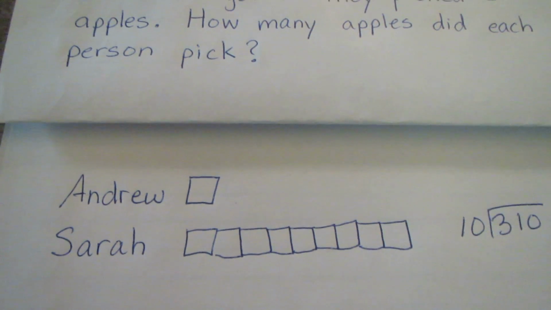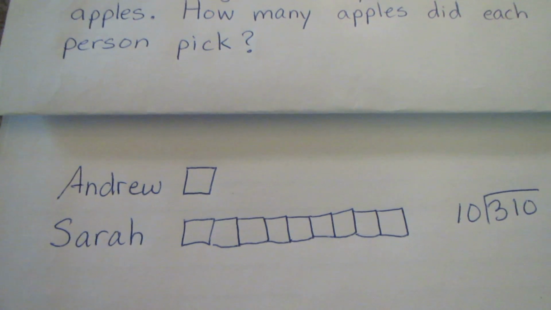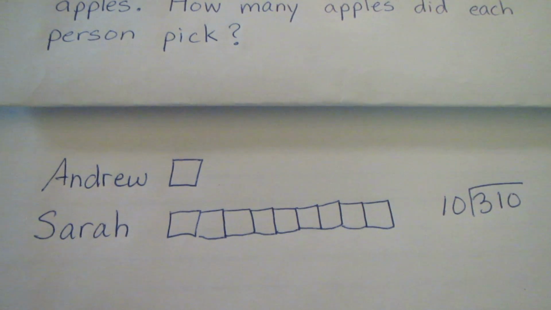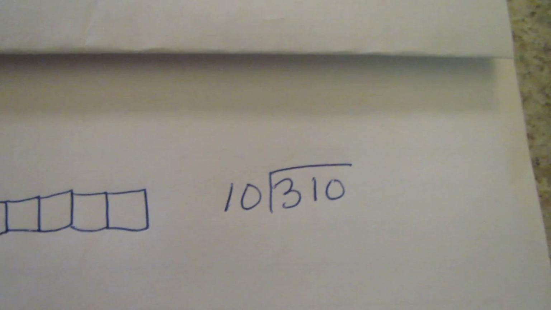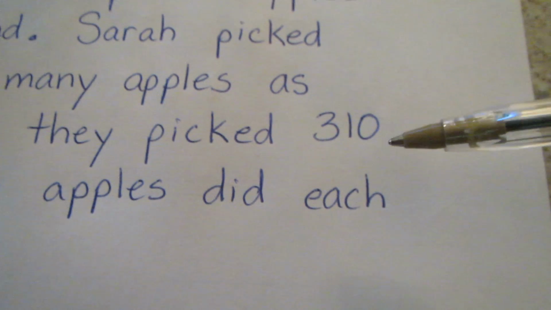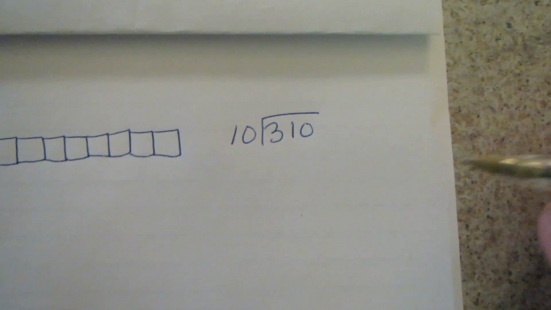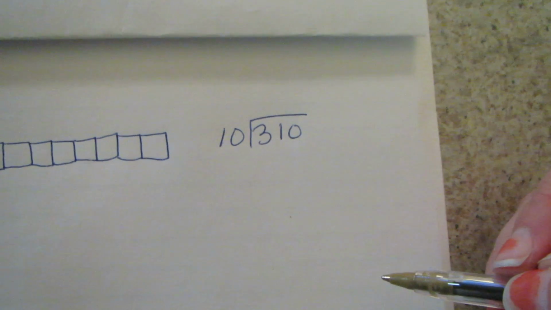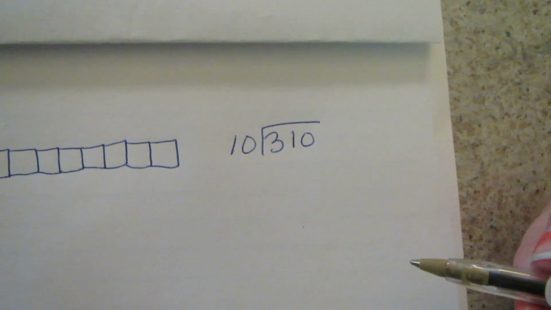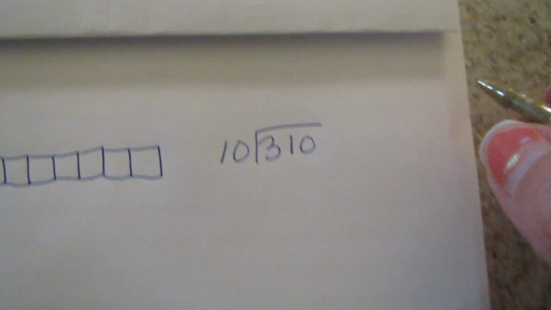So now you'll see that we have 9 boxes for Sarah, 1 box for Andrew, and 9 plus 1 is 10. So to solve this problem, you need to divide the total number of apples, which is 310, divided by the number of boxes, which is 10. So we know that when dividing, 10 can't go into 3, but 10 can go into 31, and 10 can go into 31 3 times.